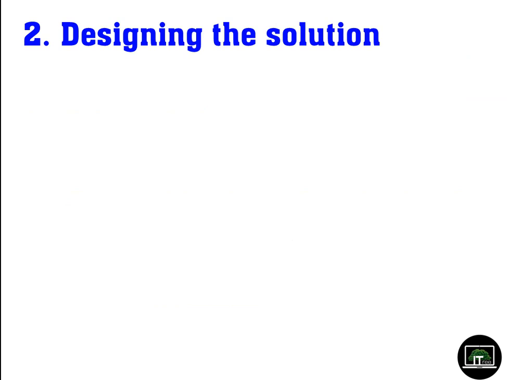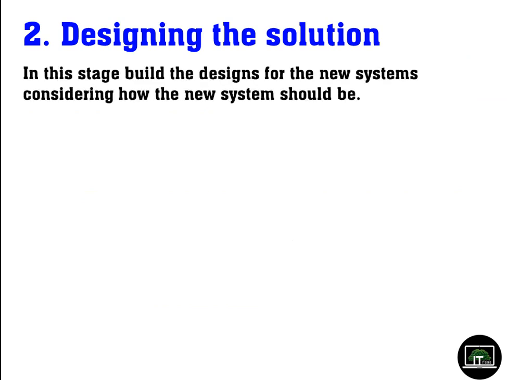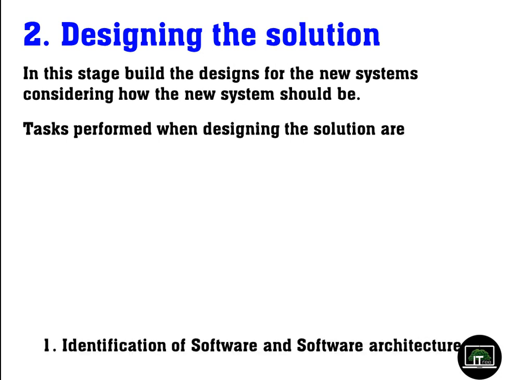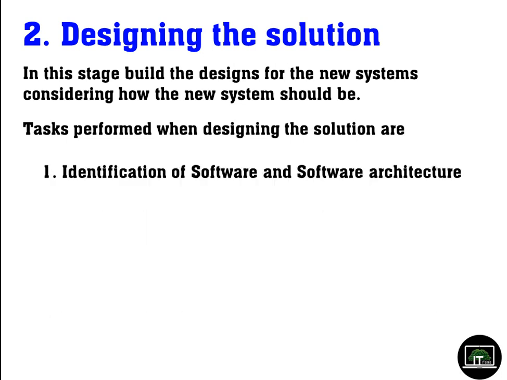Step number 2, designing the solution. Now we have collected the data. Now we are trying to see what our new system is like. So here we normally carry out these tasks. First one is identification of software and software architecture. So what software are we going to use and what is the architecture of that software.